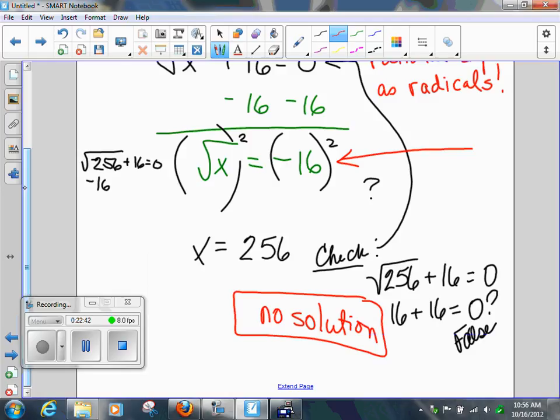But if you, again, I still go back to this right here. Can you have the square root of something that's equal to a negative number? Because when I say, what's the square root of 4? What's the square root of 9? You initially tell me what?